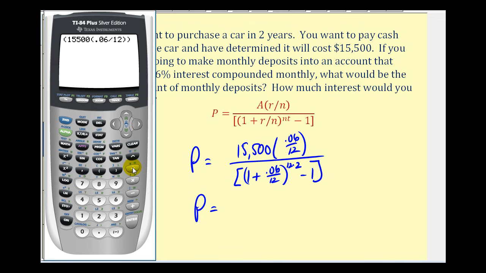There's our numerator. Our exponent here is going to be 12 times 2, that'll be 24. And there's our denominator. So now if we only save for 2 years, we have to save $609.47 per month, which will obviously be a lot more difficult to do.